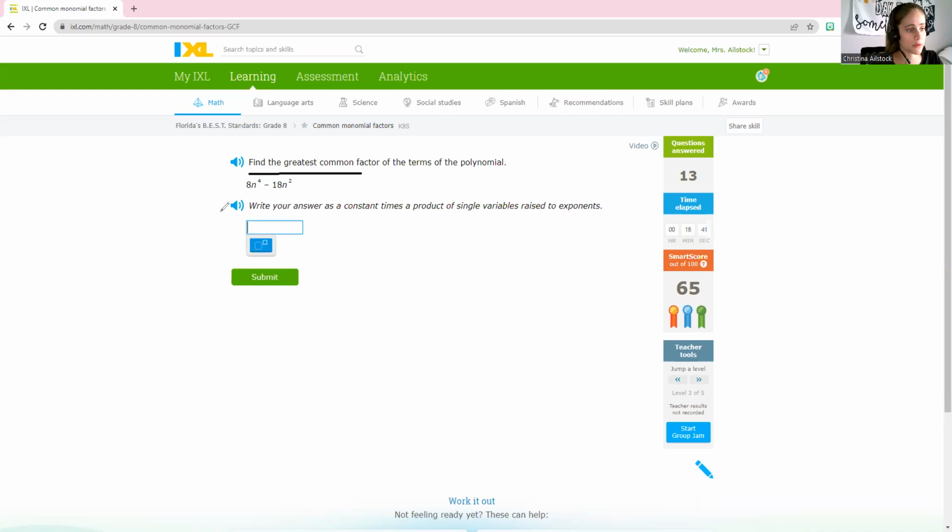We're going to look at our coefficients here. We have 8 and 18, and that's a bad one. And we need to find the GCF between those. So for 8, we have 1 and 8, and 2 and 4. For 18, 1 and 18, yikes, struggling with my 8s today. 2 and 9, and then 3 and 6. What would be our GCF here? The greatest thing they have in common is a 2.